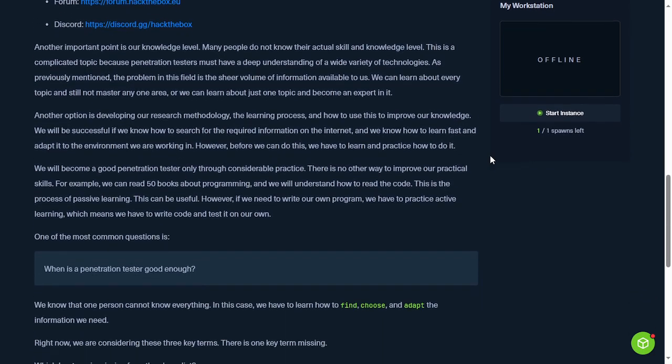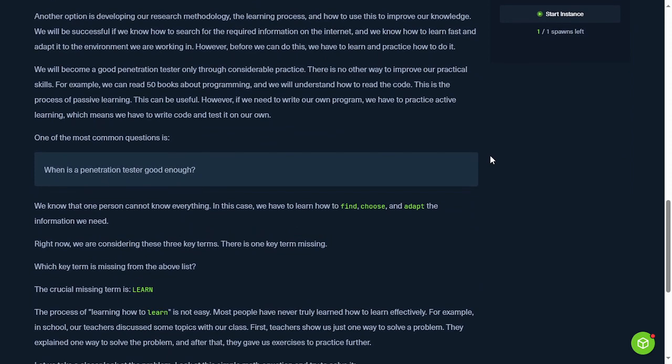Another option is developing our research methodology, the learning process, and how to use this to improve our knowledge. We will be successful if we know how to search for the required information on the internet, and we know how to learn fast and adapt it to the environment we are working in. However, before we can do this, we have to learn and practice how to do it. We will become a good penetration tester only through considerable practice.